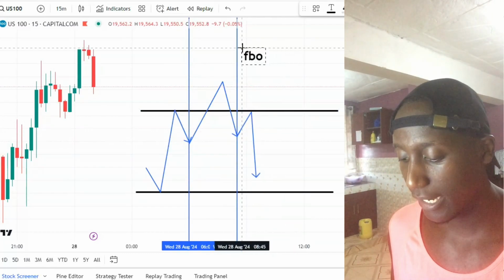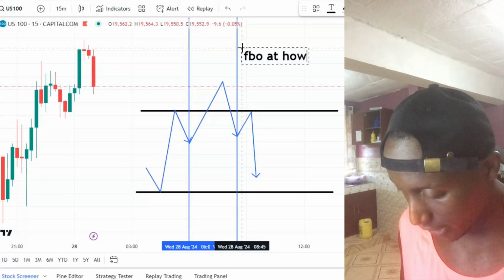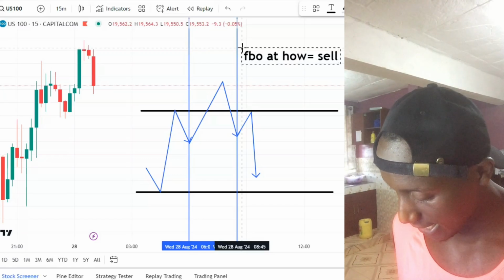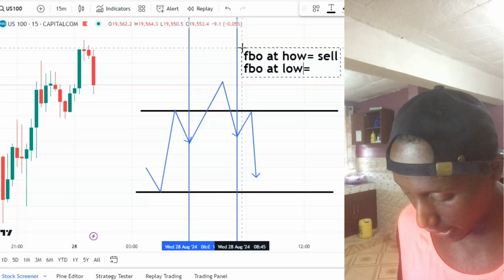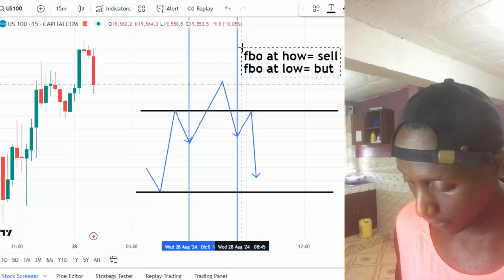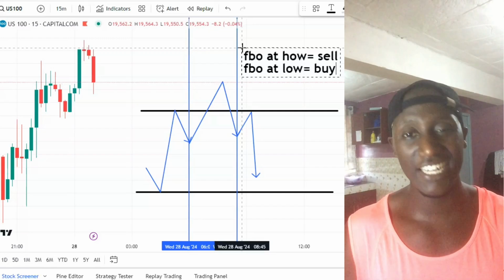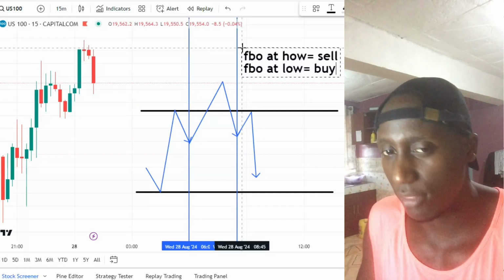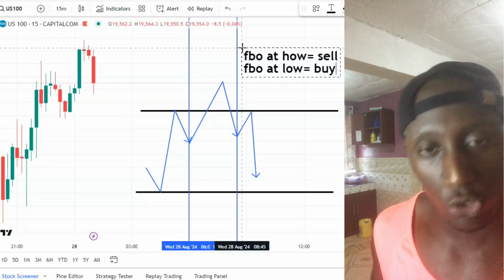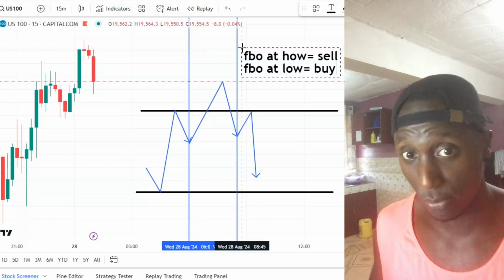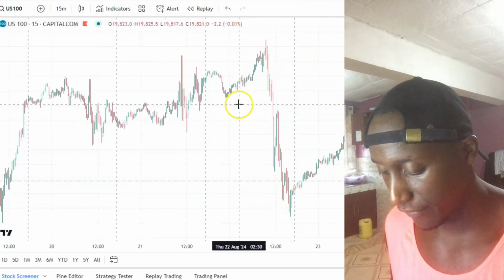So a failed breakout, which is abbreviated as FBO, at high of week equals sell, and FBO at low of week equals buy. And this is buy the next day. So remember, we are interested in finding those very high quality setups that are no stress and they have a very high probability of going in our direction. So let's look at a couple of real life examples.